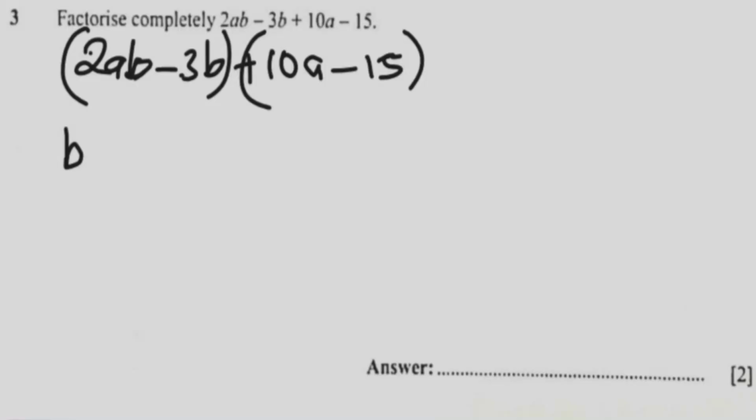So b into 2ab, how many times will it go? It will go 2a times. Then how many times will b go into negative 3b? It will go negative 3 times. So in other words, it's like we're cancelling out b in those terms and we record what is remaining.